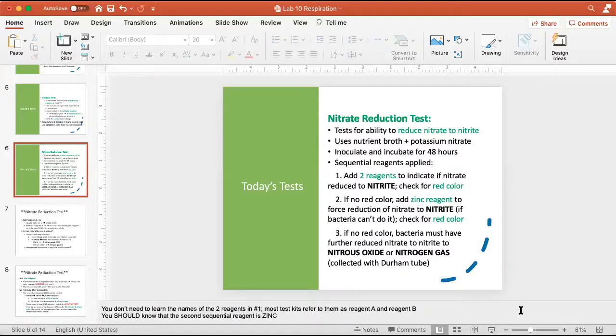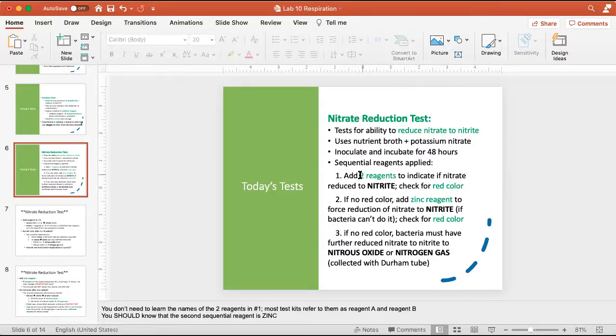All right, let's go back to the slides. Now, these two reagents have long, complicated names. We don't need to know the names of the reagents. Everybody refers to them as either reagent A and reagent B. And in some test kits, they're called reagent 1 and reagent 2. So it doesn't matter that you know their actual molecular names, chemical names, just that you know that there are two different reagents that have to get added to the tube. And if there's nitrite in the tube, it's going to turn red, and that's a positive test.